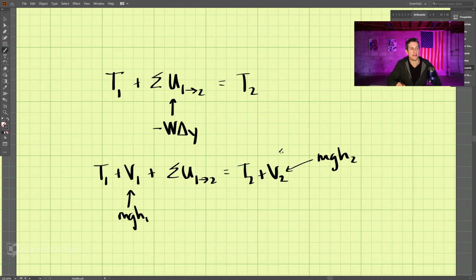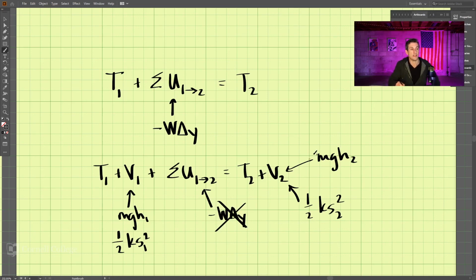We can also add in the potential energy terms for a spring. We can move the spring equations to the potential energy, where we have 1/2 ks1 squared on the left-hand side, and then 1/2 ks2 squared on the right-hand side. So those could also be potential energy terms. If you're more comfortable with this equation, go ahead and use it. The one thing I must mention is be cautious about where your terms are. Do not overcount your potential energy terms. For example, if you put mgh1 and mgh2 in the potential energy terms, do not put W delta Y into the work term. You're double counting it. So that should not be included if you put the weight into the potential energy terms.